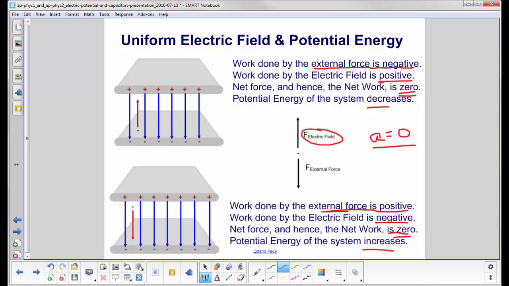So you might want to go back and review this slide again and frankly turn off the sound and try and draw the pictures yourself and see that all these signs work out properly.